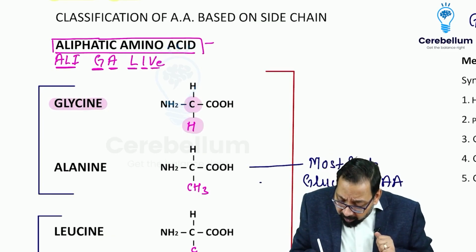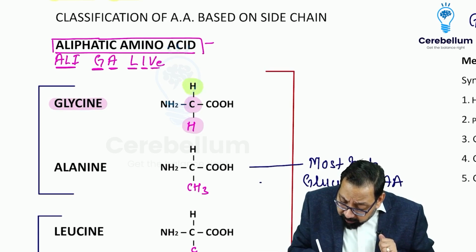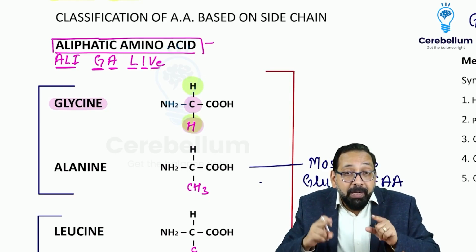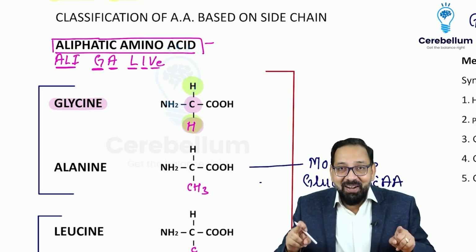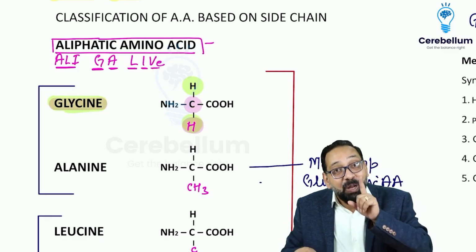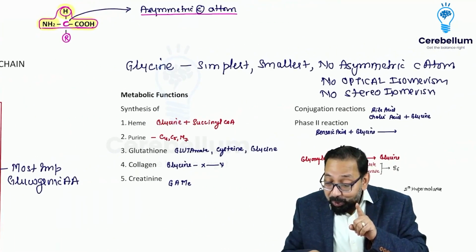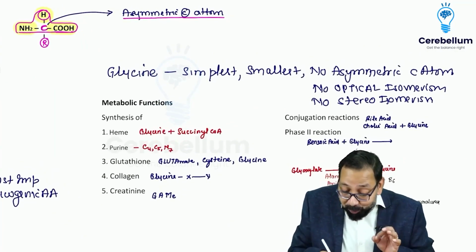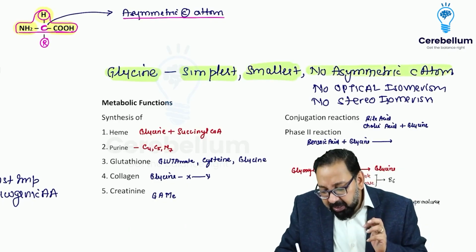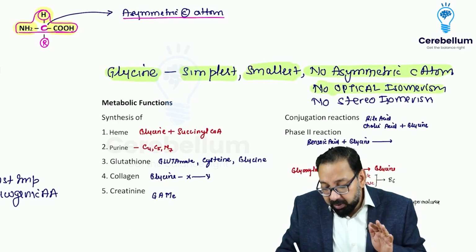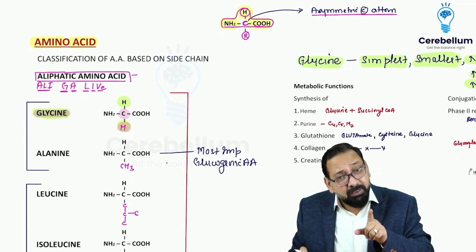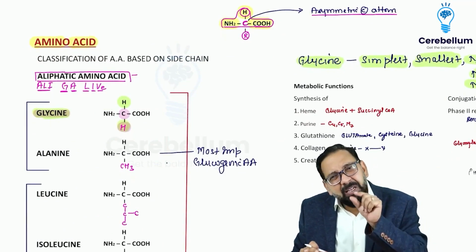And if you see this carbon, you will say this carbon is occupied by 2 H. Means two valencies are occupied by the same group. It is a symmetric carbon. So I can say glycine has no asymmetric carbon atom, so it will not show optical or stereoisomerism. So till now I have told you glycine is the simplest amino acid, smallest amino acid, with no asymmetric carbon atom. So the first amino acid I discussed is glycine. This is the simplest amino acid and the side chain is only H.